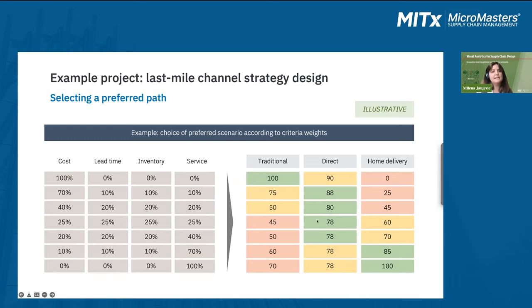In other cases, we will get a much more sensitive model. And so, for example, we will then need to really pay more attention to whether we are putting 20 or 25% on one criteria or the other. But in this specific case, it didn't really matter.